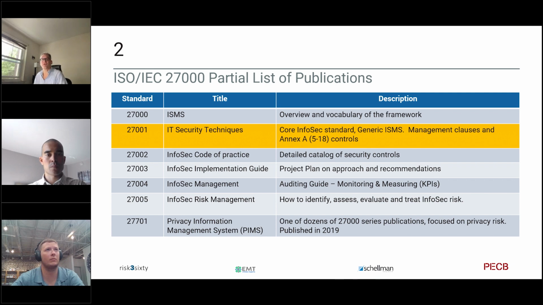27004 is more about KPIs, because one of the requirements of 27001 is making sure you're constantly improving. So once it's established, you want to have some metrics, making sure you're meeting KPIs and improving. And then 27005 is about risk management, and it tells you how to identify, assess, evaluate, and then treat various InfoSec risks specific to this framework. But beyond that, if you look online, you'll see there are dozens of related publications. One of the most recent and famous is the Privacy Information Management System, 27701, and that's really focused on cybersecurity risk related to privacy, which is obviously a hot issue with GDPR and tons of regulations in various countries throughout the world.